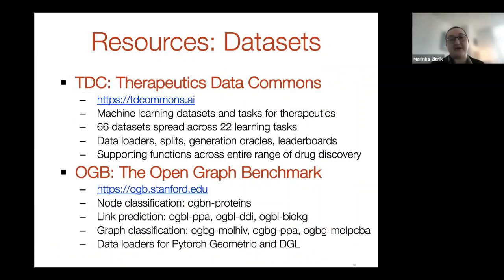And the data sets that I mentioned are also public and available through data set collections. One of them is TDC, Therapeutics Data Commons, that you can access at tdcommons.ai. And the second one is the Open Graph Benchmark that you can access through ogb.stanford.edu, where we have released a large number of AI-ready data sets for the community to use to develop new algorithms.